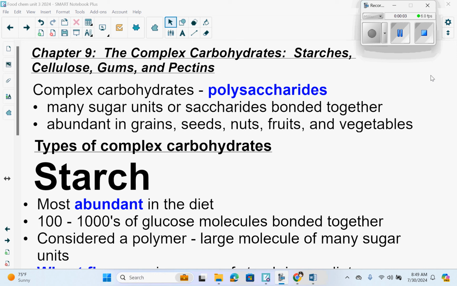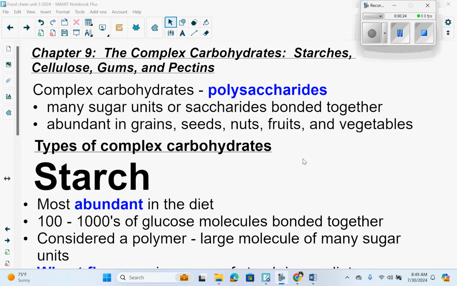This is Food Chemistry Unit 3, Chapter 9: the complex carbohydrates, starches, cellulose, gums, and pectins. Complex carbohydrates are polysaccharides. Many sugar units, or saccharides, are bonded together. They're abundant in grains, seeds, nuts, fruits, and vegetables.